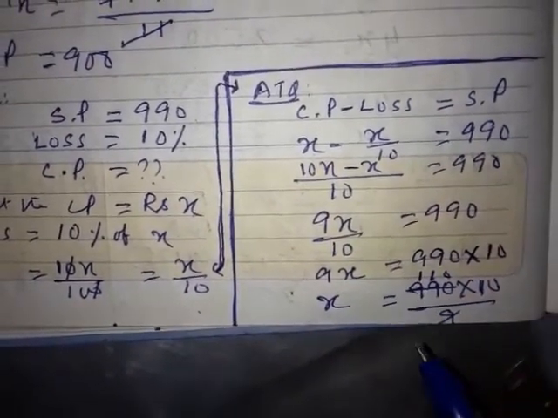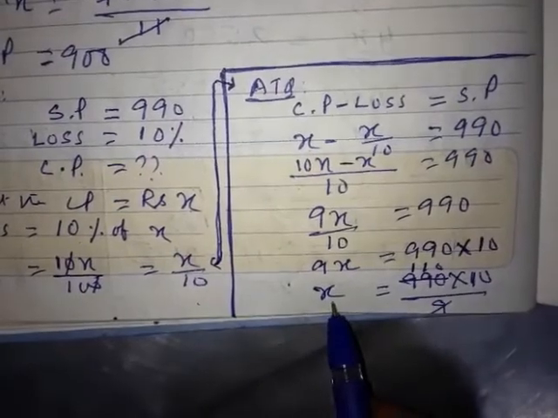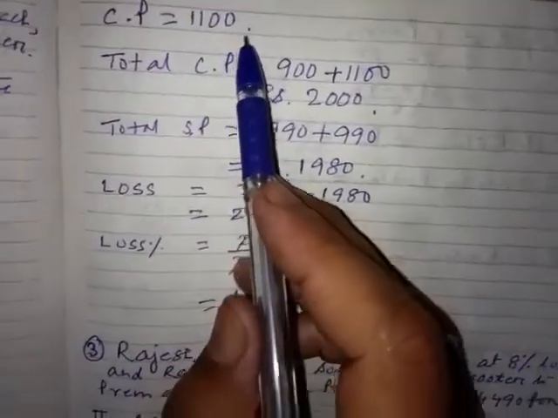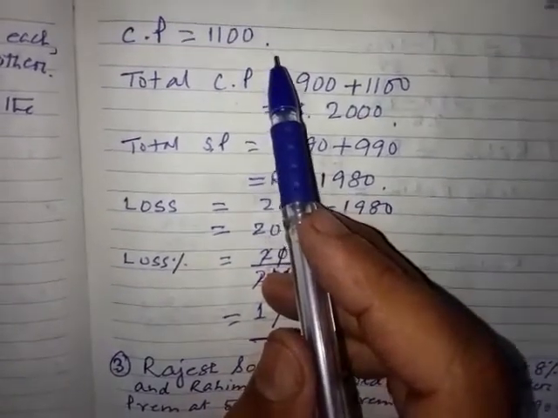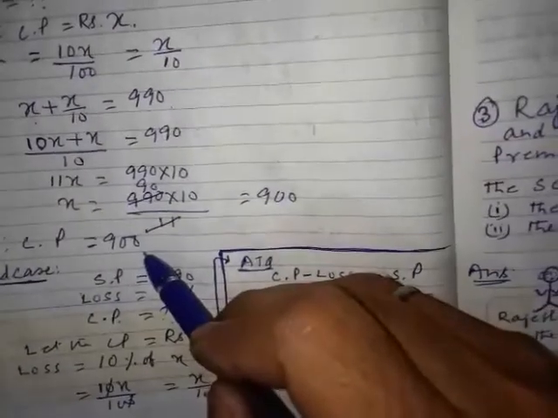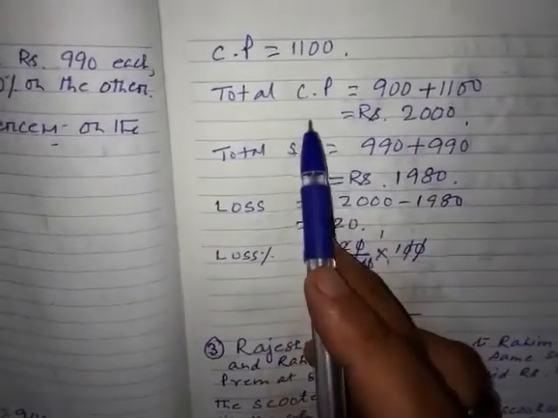In place of SP, put the value of SP. After doing the calculation, you get the value of X. What is the value of X? The value of X is 1100. So two cases are there. First case is, what is the CP? 900. Second case is, what is the CP? 1100.